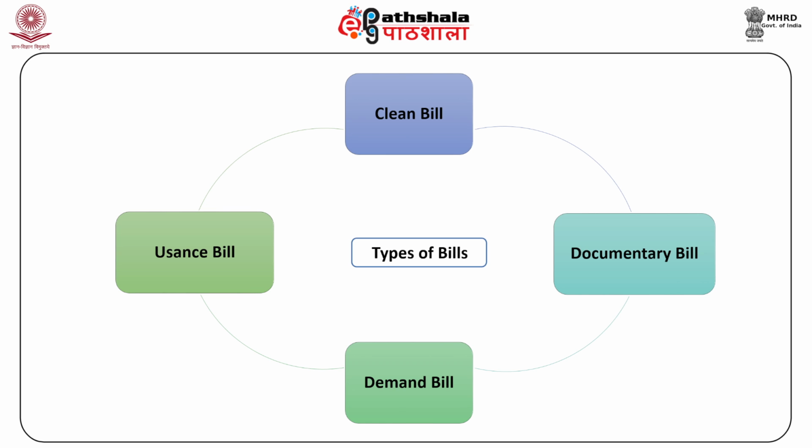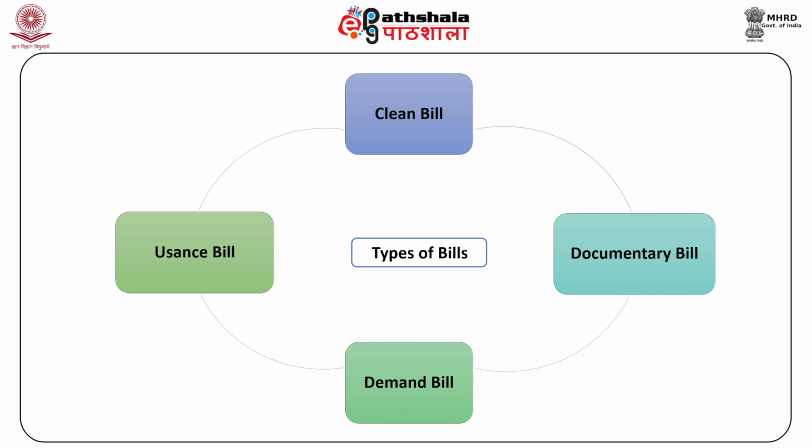When a particular credit period is granted to the drawee for making the payment of the bill, it is classified as a usance bill and the time period is called usance. 3 days of grace are granted to the drawee for making payment.